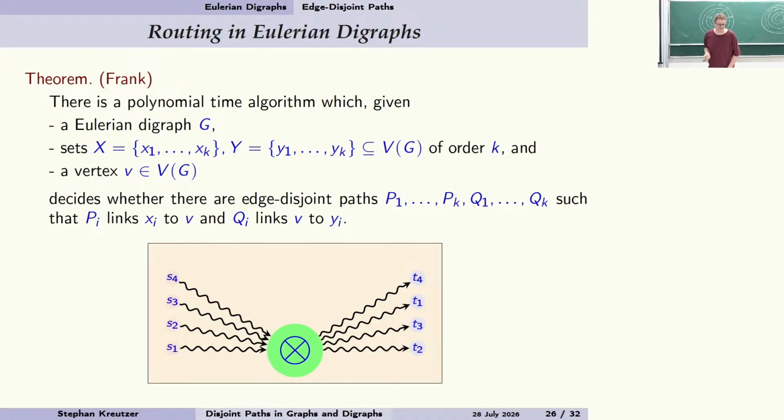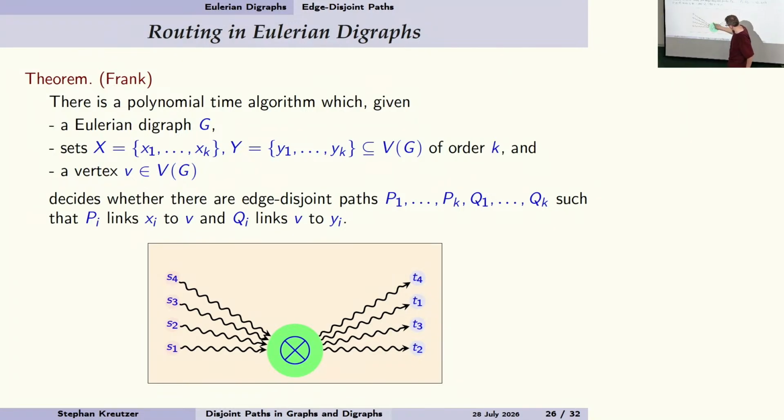Yeah. And this is a very nice result by Frank. I've forgotten the date, 90 something. Forget about the date. And he showed that if this is what you want to do, so you have some set of vertices x and another set of vertices y, and then you have a central vertex v. And what you want to know is, can I find a set of pairwise edge-disjoint paths, 2k of them, so p1 to pk and q1 to qk, and the path pi links the vertex xi to central vertex v.